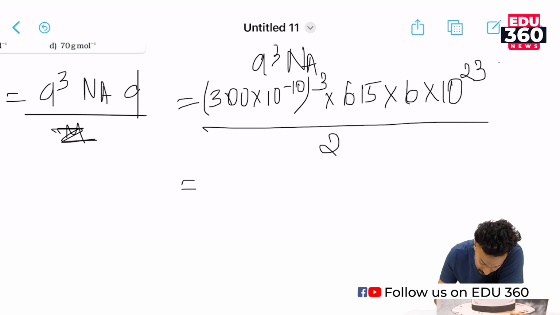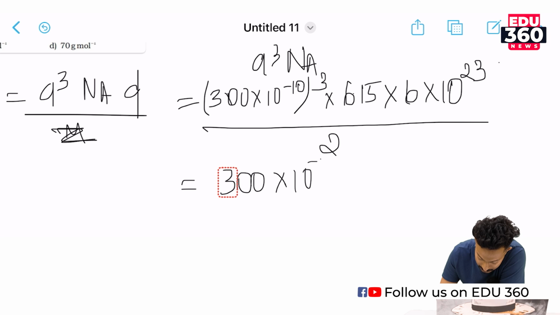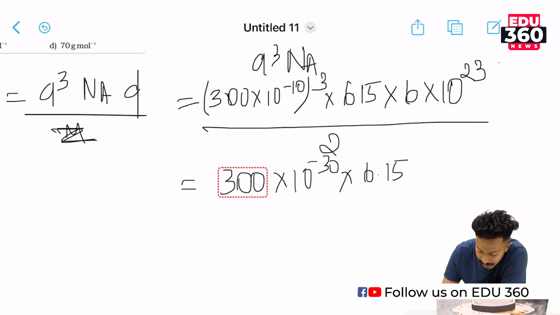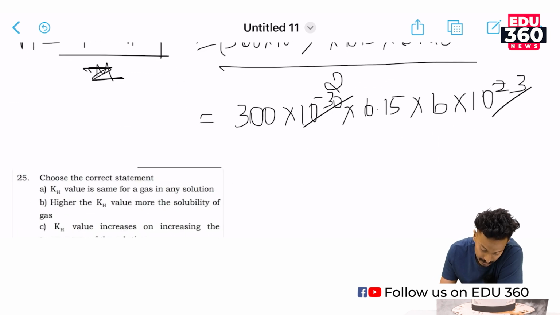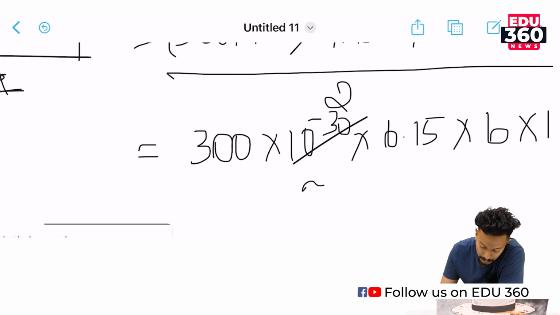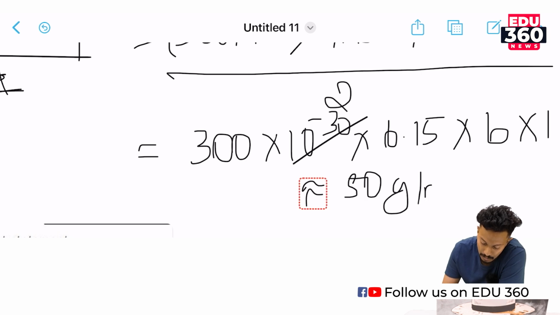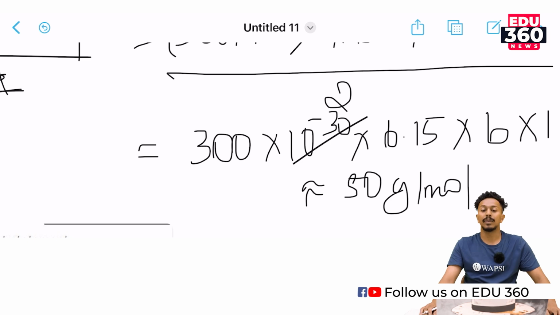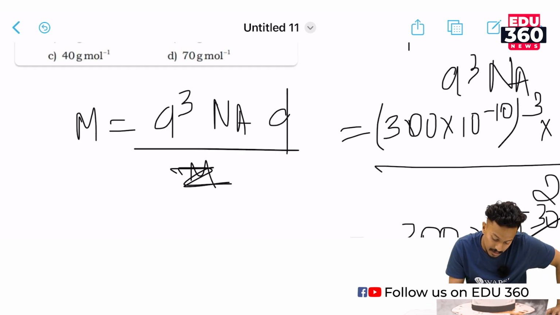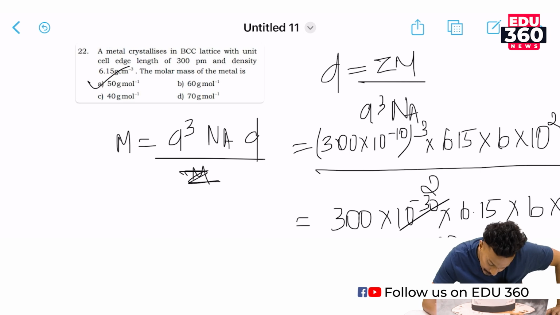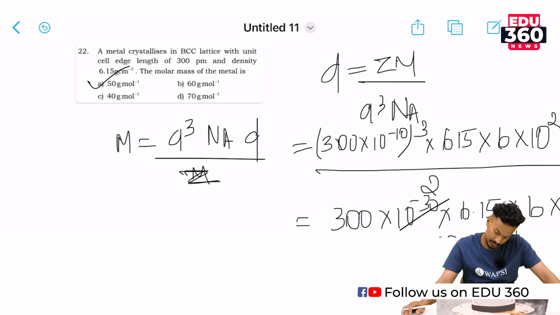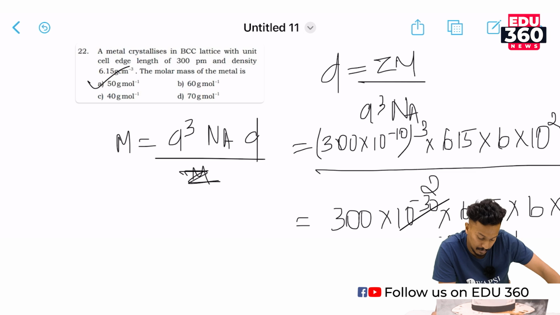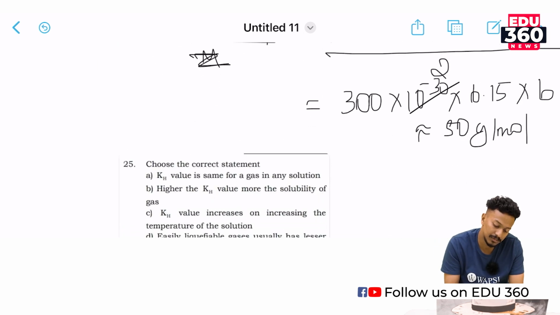Okay, we move on. 300 into 10 raised to minus 30 into 6.15 into 6 into 10 raised to 23. We could cancel these out with 10 raised to 7, which gives us approximately 50 gram per mole. So the correct option would be option A. We have to find out the approximate value for each reaction. So the correct option would be 50 gram per mole. We will move on to our next question.